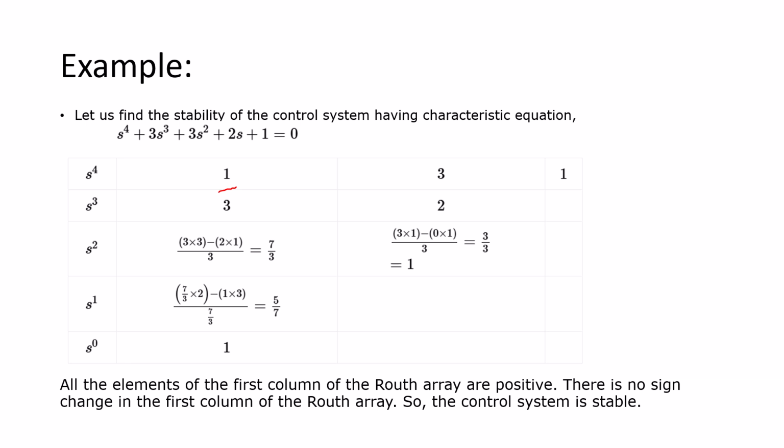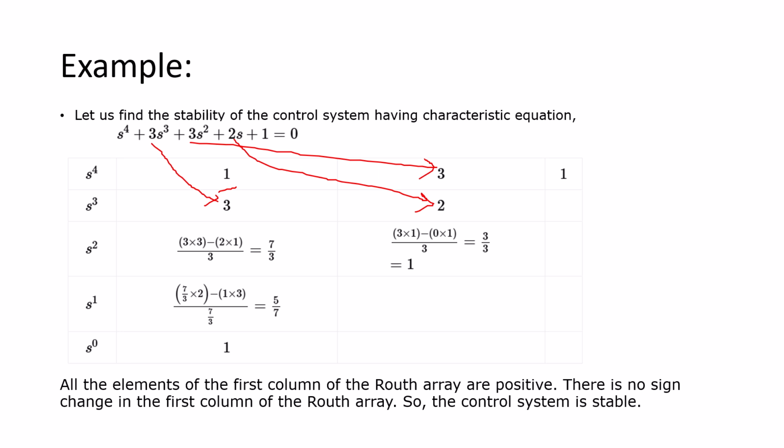Then which ones will we take? We will take these three, then we have 1, complete. Now for s cube, we have the coefficient 3, so we write 3 here. Then we take these 2. This is how we write the coefficients. First we write the coefficient of s to the power 4, which is 1, then we take the alternate 3 and 1. For the coefficient of s cube, that is 3, then we have 2.